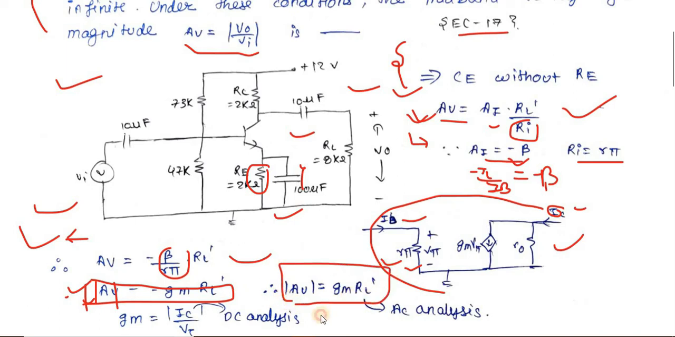Okay, now for GM you know it is mod of IC by Vt. And for calculation of IC you will require DC analysis. So from this you got to know that you have to do DC analysis. Now for RL dash you will get from AC analysis. So it means you have to do both DC analysis and AC analysis. We are going to see some sums where we will not require DC analysis also. We will see those sums later.